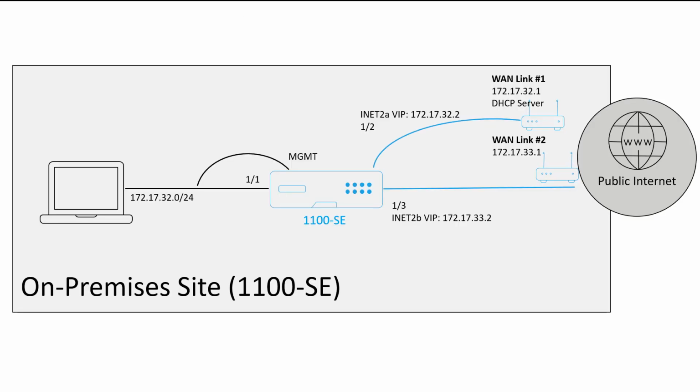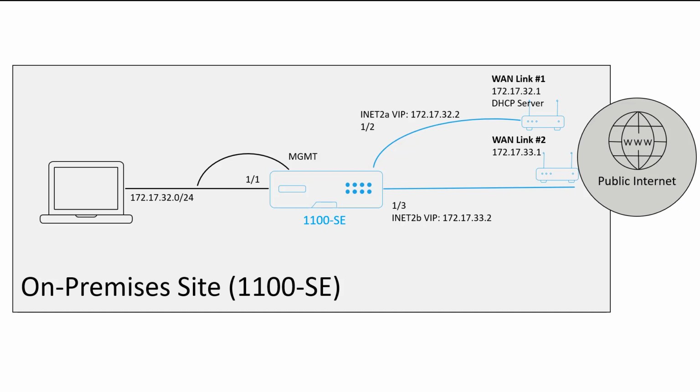Zooming in and focusing on the topology specific to the 1100 standard edition on-premise site, the pre-staged configuration will have this site configured as illustrated. The LAN is a flat /24 network with the gateway as WAN link 1. The 1100 standard edition will sit transparently in line to that gateway of 172.17.32.1, leveraging 1/1 and 1/2 hardware bypass interfaces.